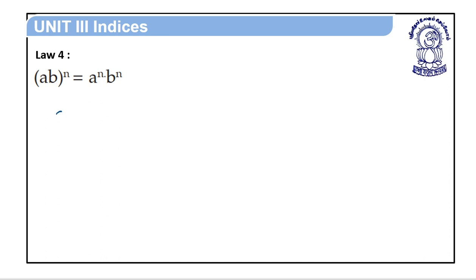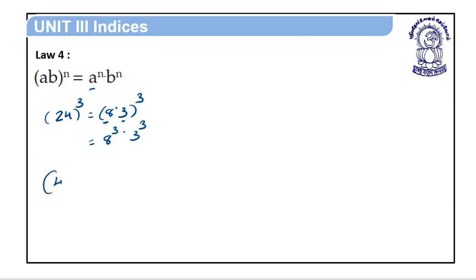So consider one example, 24 cube or 8 into 3 cube. So a is 8 and b is 3. 8 cube into 3 cube.